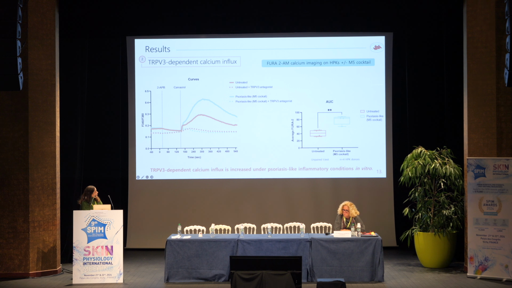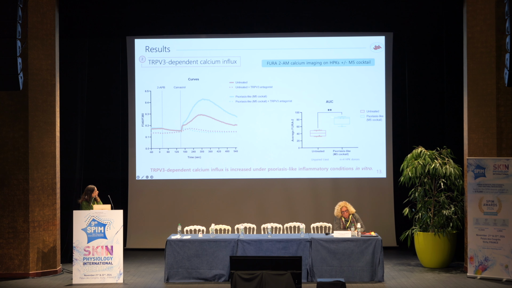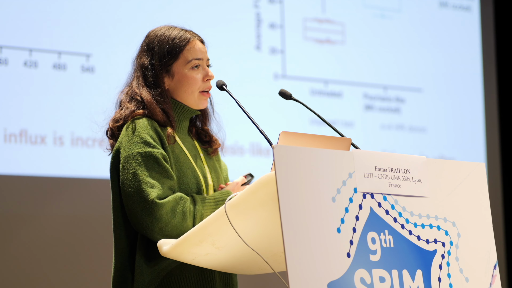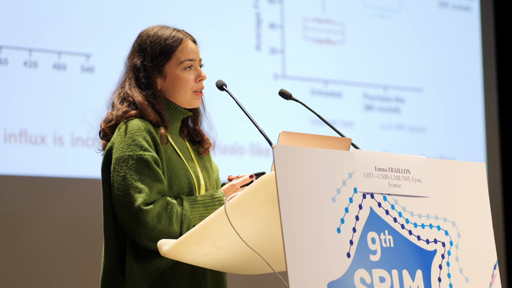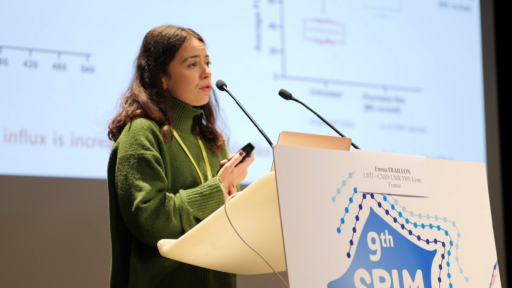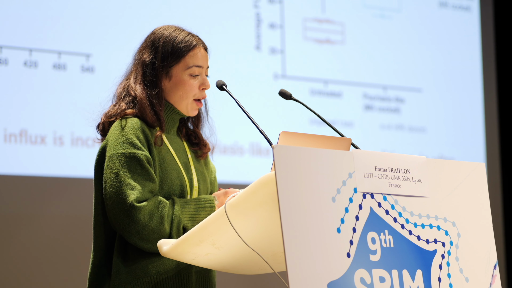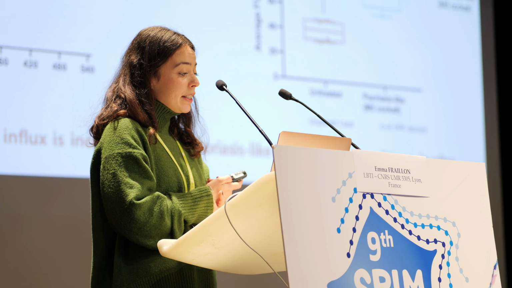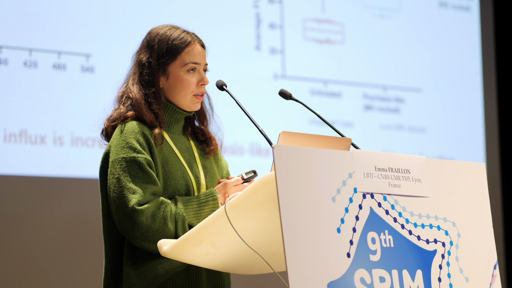Then we calculated the area under the curve, which corresponds to the total amount of calcium entering the cells following TRPV3 stimulation and during the entire response. And you can see that the TRPV3-dependent calcium influx is significantly higher in keratinocytes that were cultivated in psoriasis-like conditions compared to untreated keratinocytes, thus suggesting a hyperactive TRPV3 channel in vitro in this model under psoriasis conditions.